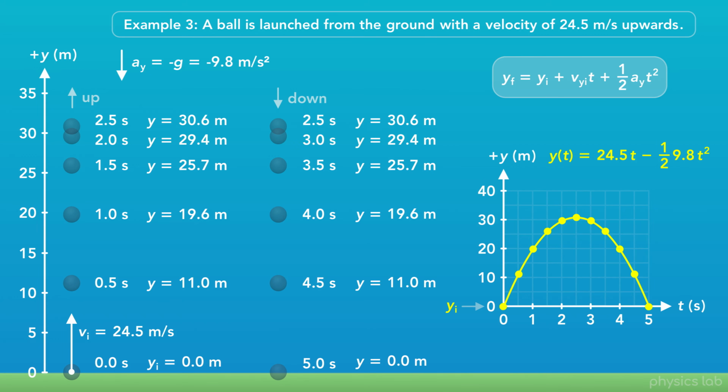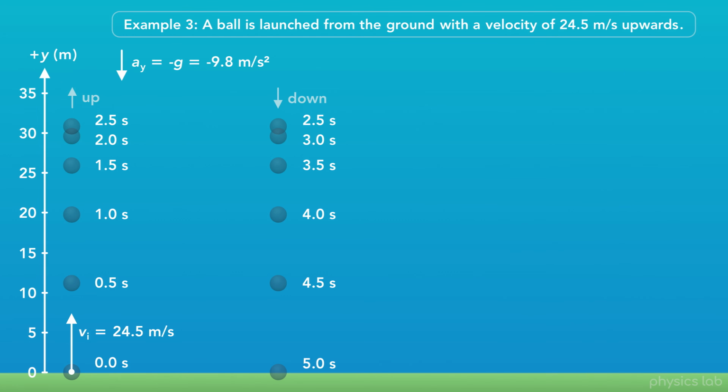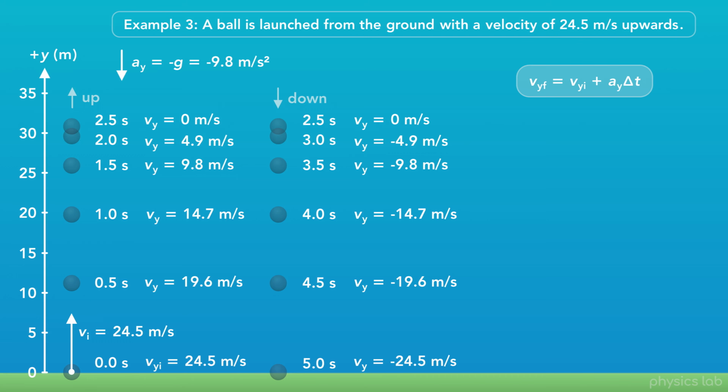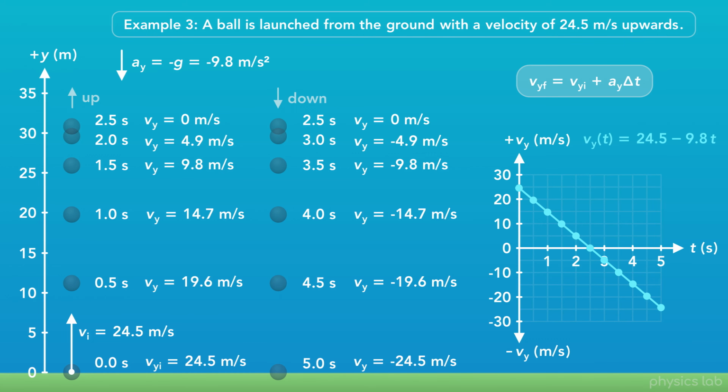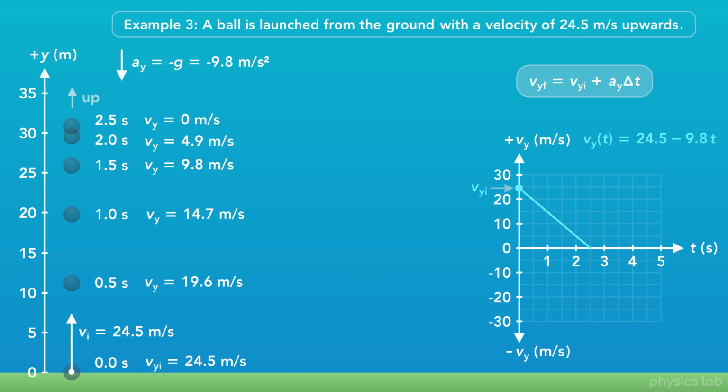So that's the position. What's happening to the velocity? We can use the same equation as before to find the velocity at each time. Then we can graph the velocity. It starts out moving 24.5 meters per second upwards, which is positive.